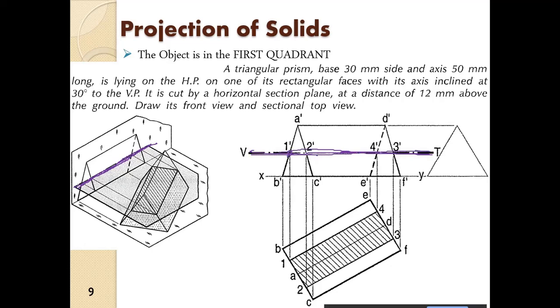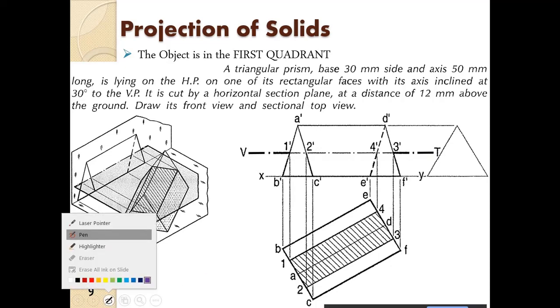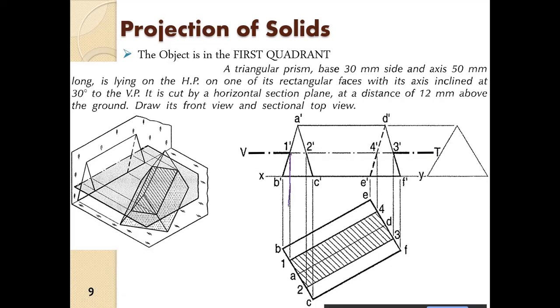And we get the points 1, 2, 3 and 4. After getting the points 1, 2, 3 and 4, we again project downwards now. 1 we project to 1 dash, 2 we project to 2 dash, 3 we project to 3 dash, 4 we project to 4 dash, and we join these 1, 2, 3 and 4. So this is the plane of intersection we get.